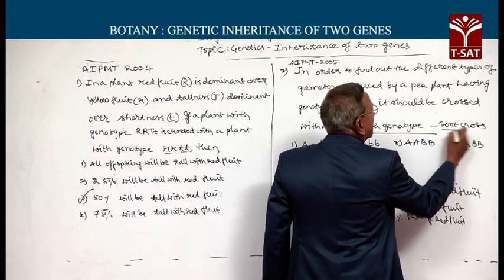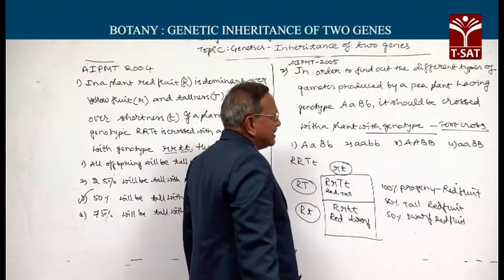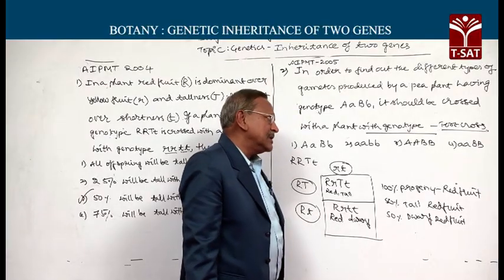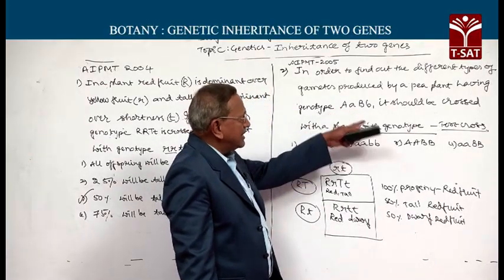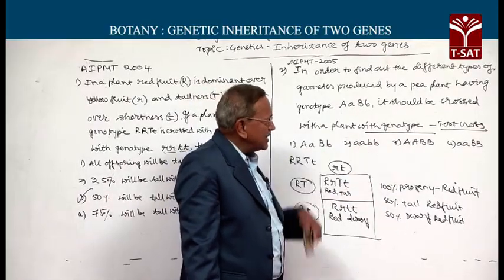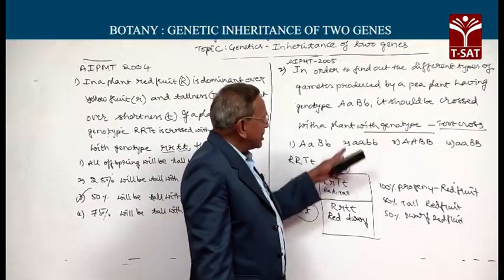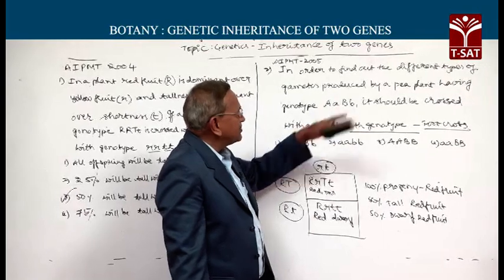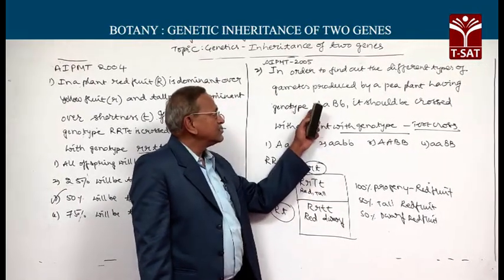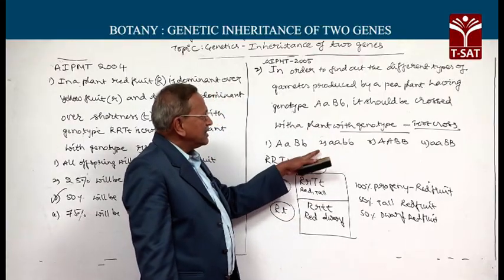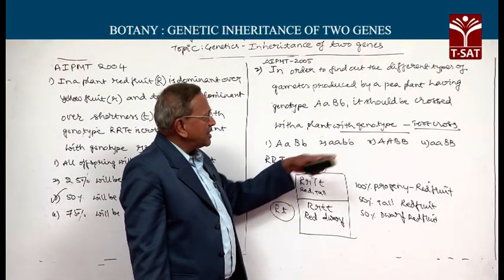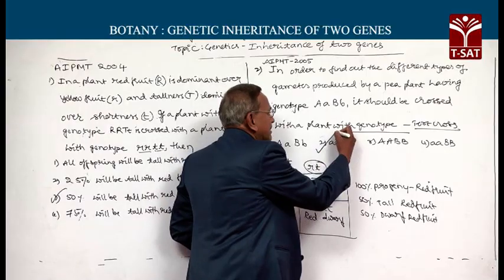So the answer is always test cross, and test cross means crossing with a recessive parent. The recessive for capital A is small a, and the recessive for B is small b. So the plant must be crossed with the double recessive, small a, small b. This is the correct answer.